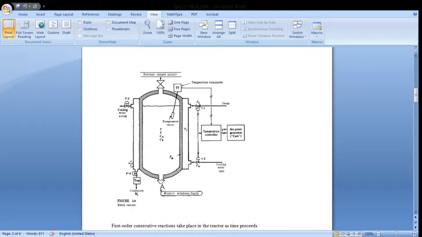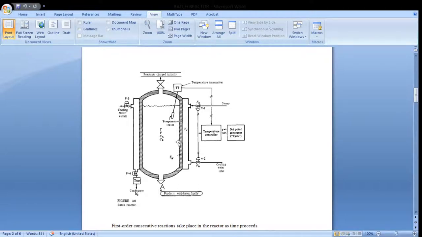After that, you provide a controlled environment in order to maintain the temperature. To maintain the temperature, outside of the reactor you have a jacket. It could be a cooling jacket or a heating jacket, but its purpose is to maintain the desired temperature of this particular batch, because the reaction could be endothermic or exothermic depending on the reactant being charged.